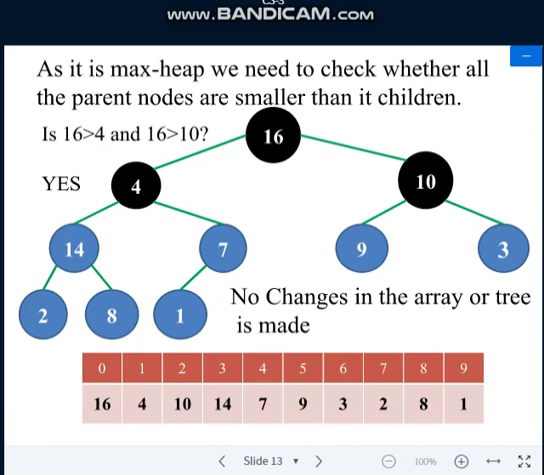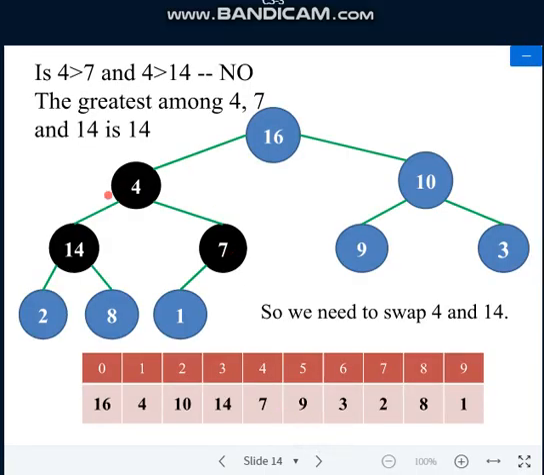Now let us consider the next subtree. Look at this: you have 4, 14 and 7. 14 and 7 are the children of 4. Again you have to consider, is 4 greater than 14? Is 4 greater than 7? No, 4 is not greater than 7, neither is it greater than 14. So what are we supposed to do now? We need to get the greatest value among the three as the parent node. Among 4, 7 and 14, which one is greater? 14 is greater, so I need to swap this parent node with this child node.